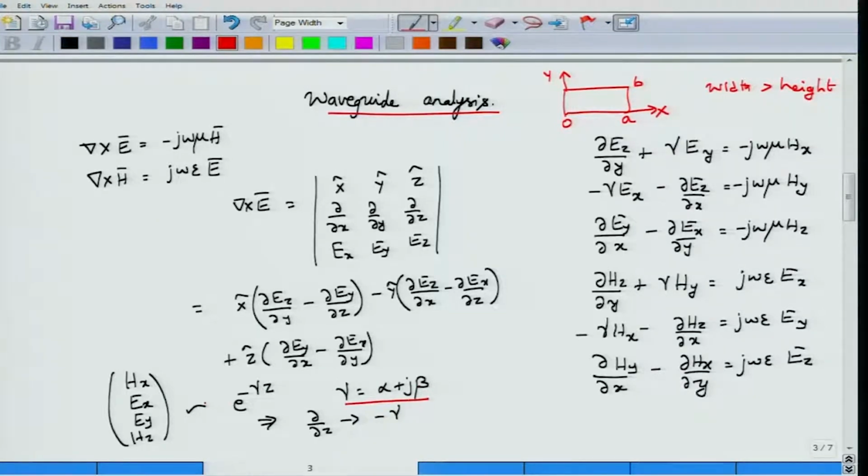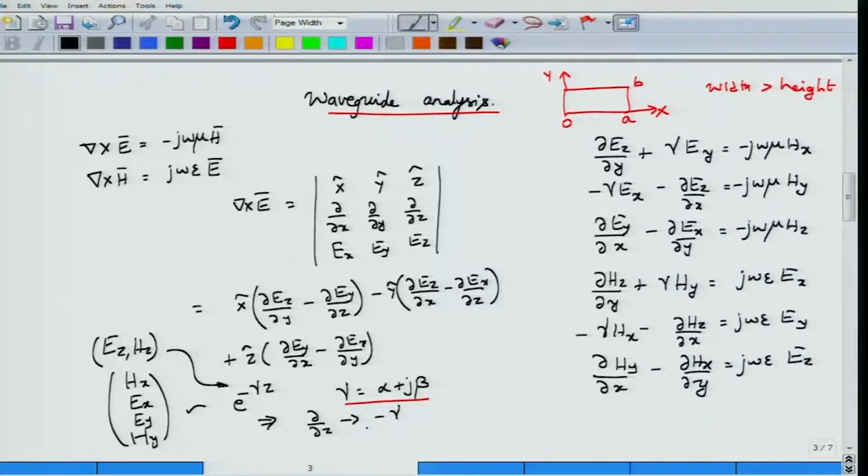And for the propagation of all these fields, this should have been Hy, I forgot Hy. So all these field components would be varying as e to the power minus gamma z, and even the components Ez and Hz both would be varying as e to the power minus gamma z. The advantage of assuming this type of propagation is that I can replace the derivatives of any of these field quantities with respect to z by minus gamma times the field quantity. In other words, I can replace the differential operation by a simple multiplication with minus gamma.